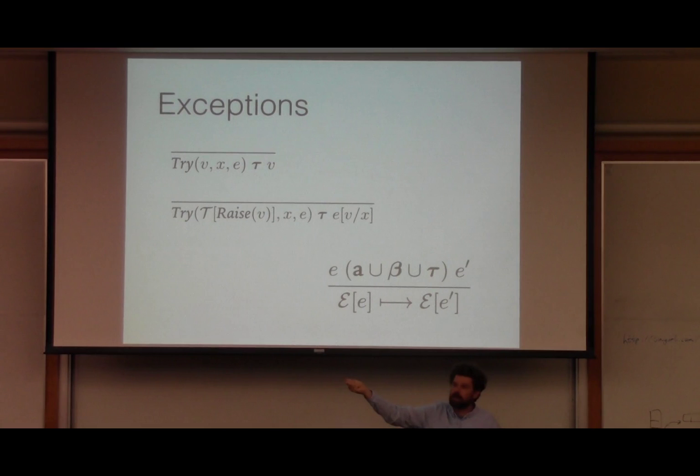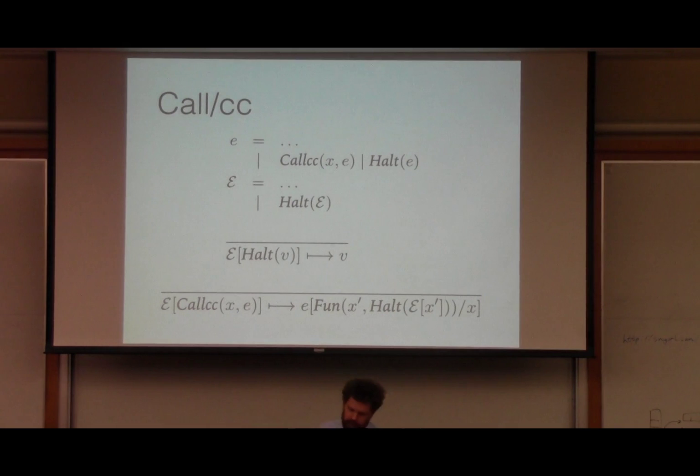But still, our notion of standard reduction is defined in terms of these three computational axioms of arithmetic, beta, and the exception handling stuff. You could also implement things like control operators, like call/cc. I'll skip over this.